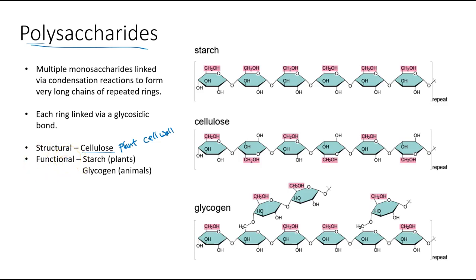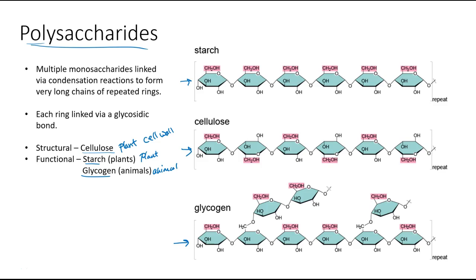Functional polysaccharides would be things like starch and glycogen. Starch is the plant functional polysaccharide, and glycogen is the animal functional polysaccharide. Okay, you can see over here that there are very similar looking repeated chains of single rings, but there are some substantial differences between them.